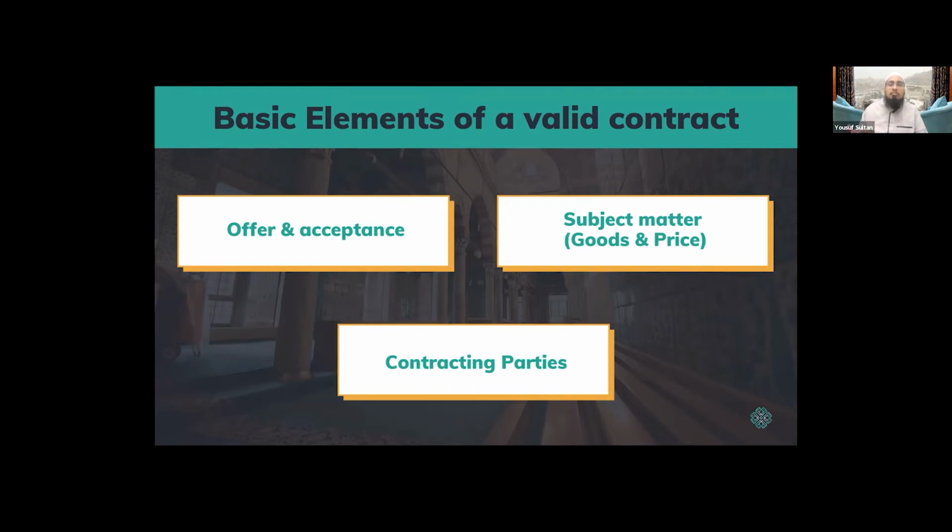But in general, a price could be cash or currency, so it also has some basic requirements which we will be discussing, inshallah. And finally, the contractual parties, the two parties, in Arabic we call aqidan. They also have some basic conditions which we will be discussing, inshallah. So those are the three core components of a valid contract.